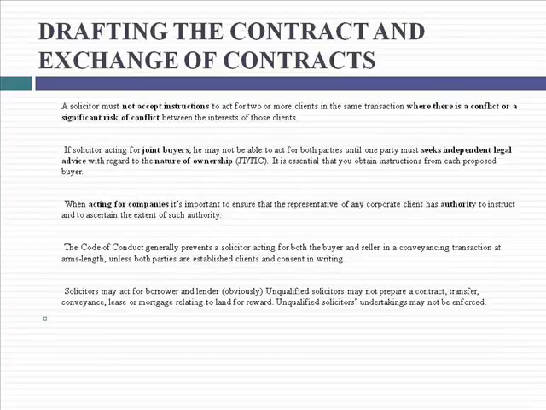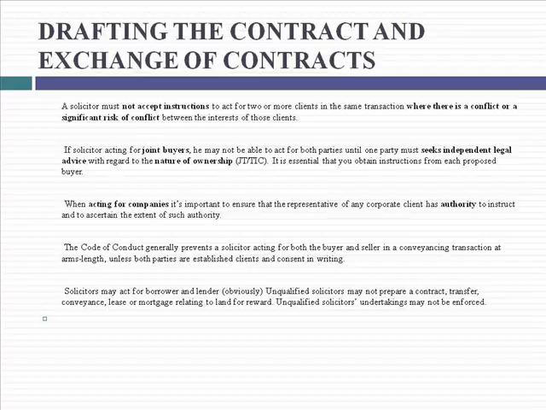A solicitor must not accept instructions to act for two or more clients in the same transaction where there is a conflict or a significant risk of conflict between the interests of those clients. If a solicitor is acting for joint buyers, he may not be able to act for both parties until one party seeks independent legal advice with regard to the nature of ownership, JT/TIC.